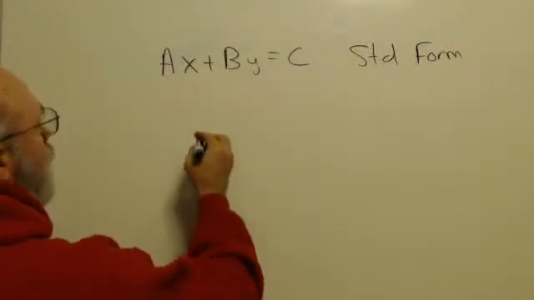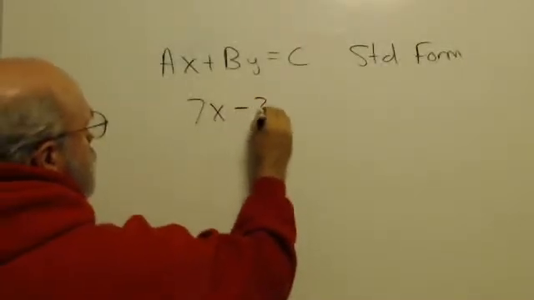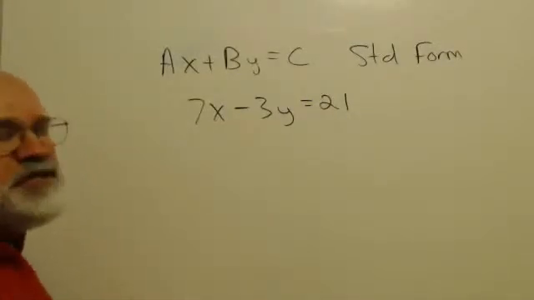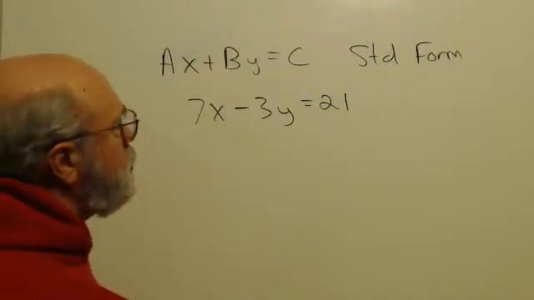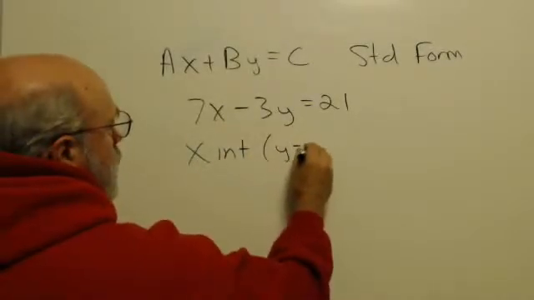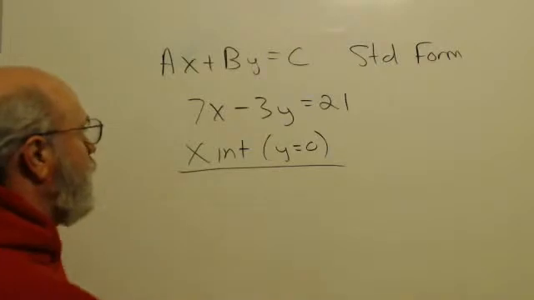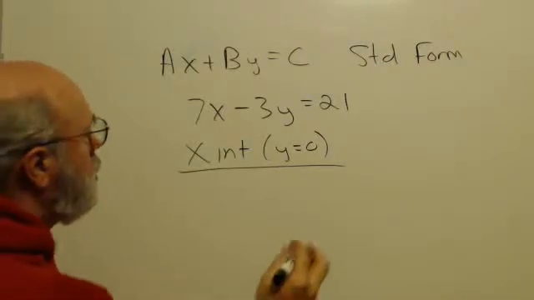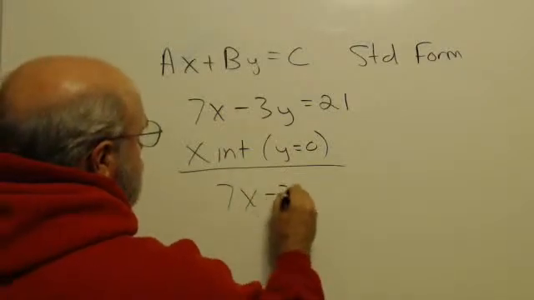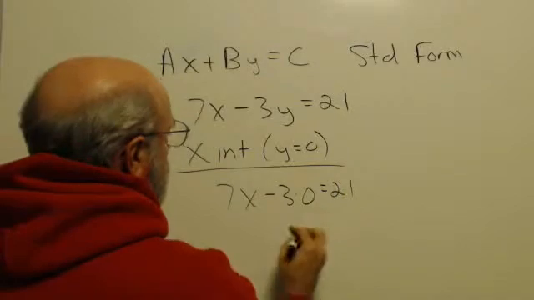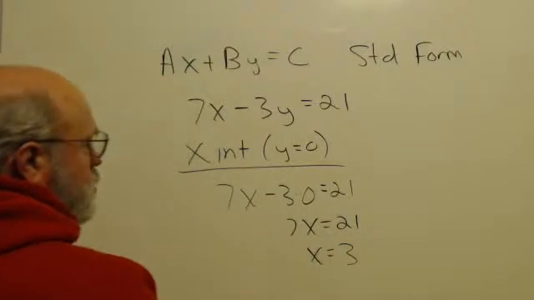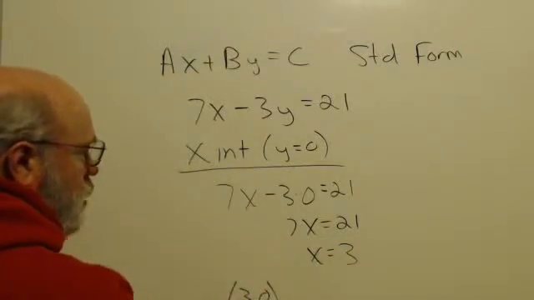To graph a line like this, maybe 7x minus 3y equals 21, 2 points that are of some interest are the x and y intercepts. To find the x-intercept, you let y be 0. And that's because on the x-axis, the y-coordinate is 0 everywhere. So if you do that on this one, you get 7x minus 3 times 0 equals 21. 7x equals 21. X equals 3. As a point on the graph, that's the point 3, 0.